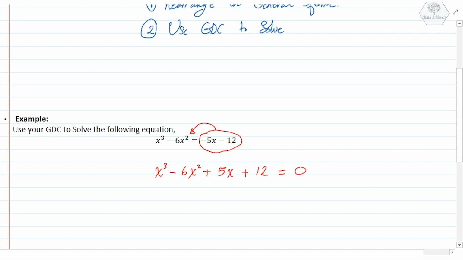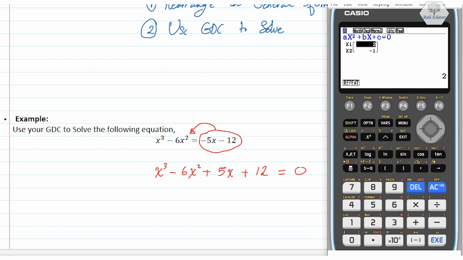Now, in order to solve, I use my graphical display calculator. So I go to menu, equation, exit back, exit. I go to polynomial, which is F2. The degree of this polynomial is 3 because the highest power in my equation is 3. Now I fill in the coefficients and the constant. The coefficient of x cubed is simply 1. The coefficient of x squared is minus 6. Then the coefficient of x is 5. And I have the constant to be 12.